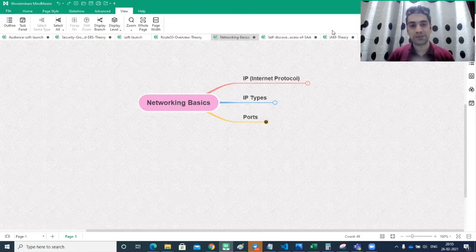Hello friends and welcome to another session over networking basics, and today we are going to discuss ports. So let's understand what ports are in networking.